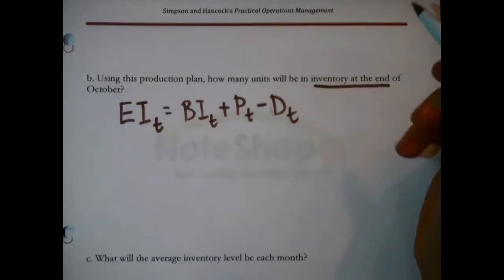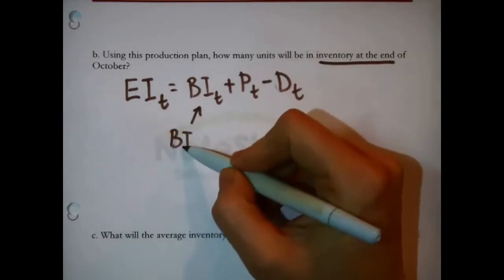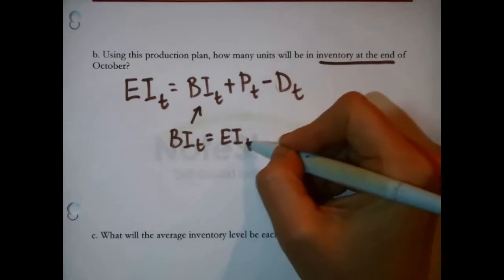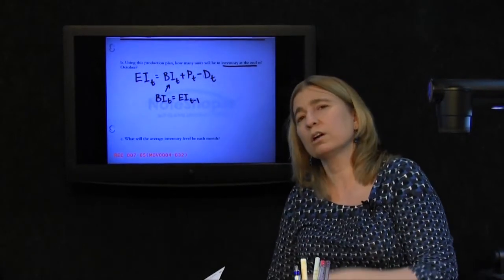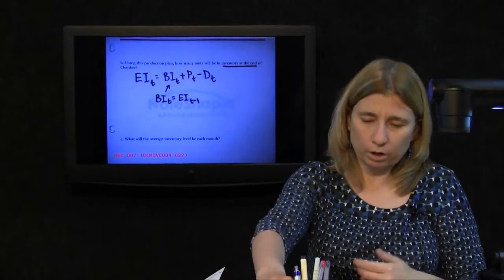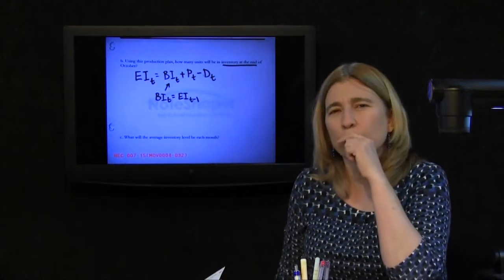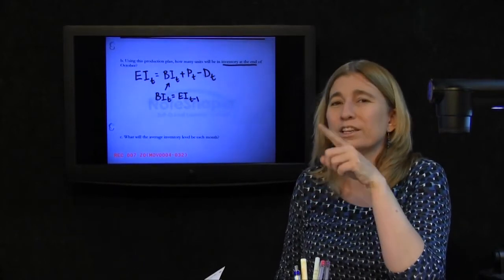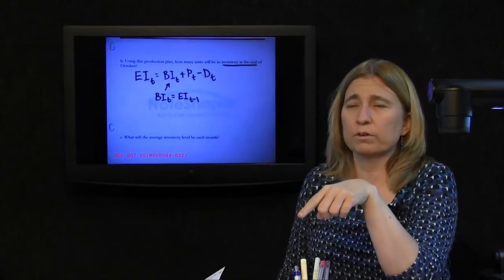Okay, now you say, all right, well, wait a minute, where does beginning inventory come from? Remember that beginning inventory for a certain month like October is the ending inventory for the month before that. So the beginning inventory in October would be the ending inventory for September. You say, well, it just wants to know the ending inventory for October. Notice that in order to fill out the formula for October, we already need the ending inventory for September, because that's going to be the beginning inventory for October.